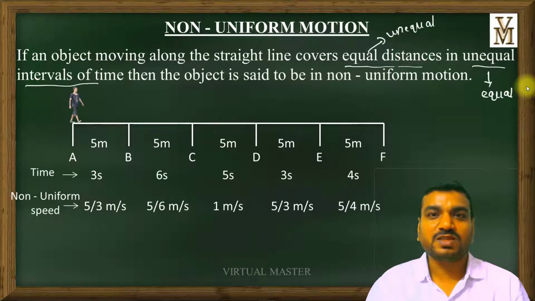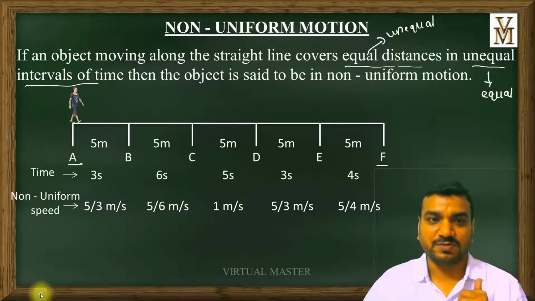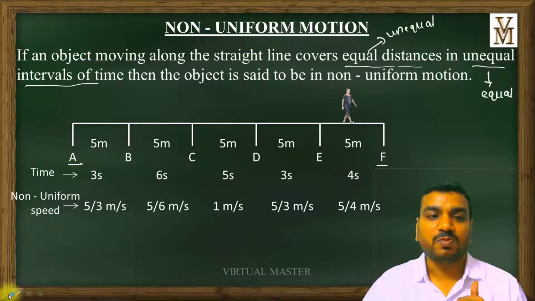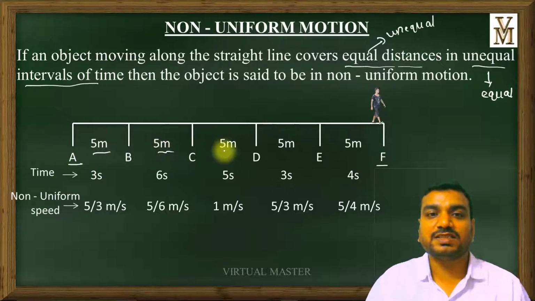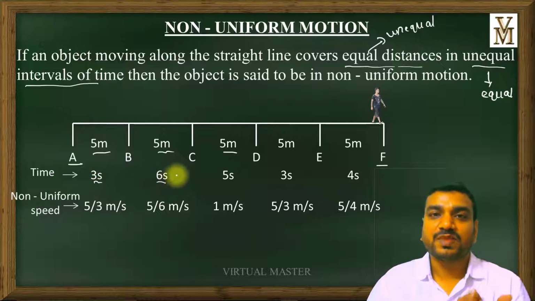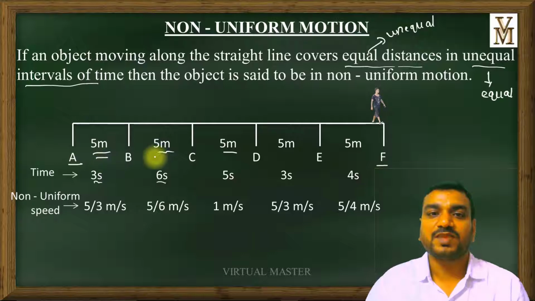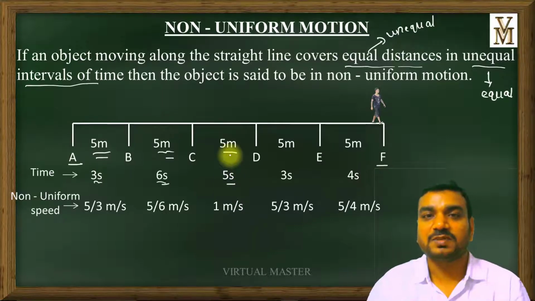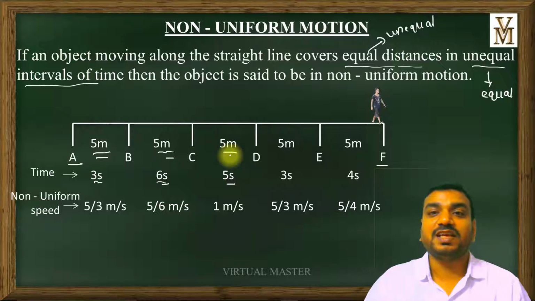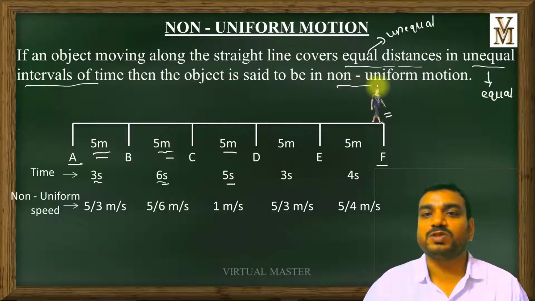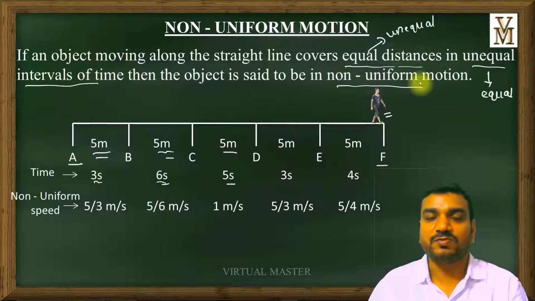Let us understand non-uniform motion with an example. We are using the same example that a boy is moving from point A to point F, as we discussed while explaining uniform motion. You can see the boy is moving from point A to point F. Now in this case, the boy is covering 5 meters, that is, equal distances, in unequal intervals of time. The boy takes 3 seconds to cover the first 5 meters, then 6 seconds to cover the second 5 meters, and next 5 seconds to cover the next 5 meters. So the boy is covering equal distances in unequal intervals of time. Then we say that the boy is having non-uniform motion.